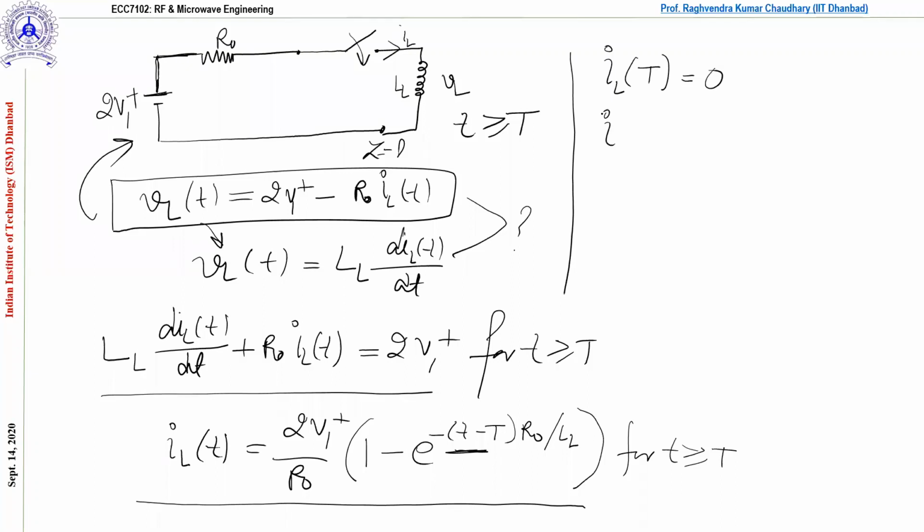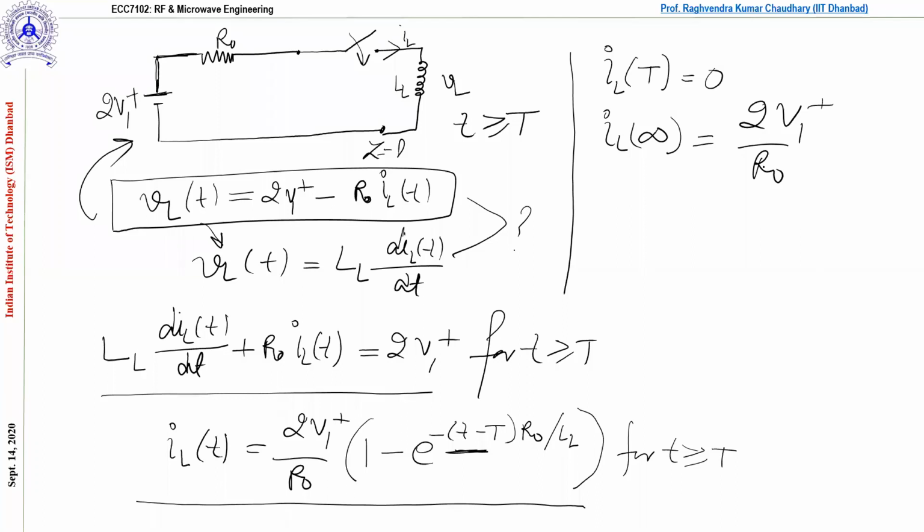In a similar way, consider IL at infinite time. What will happen? e to the power minus infinity goes to 0, so we ignore this term, and the final value will be 2V1 plus over R naught. And this is what we can actually expect from this trivial circuit. We have already done the parallel things in a circuit theory course. So yes, definitely one can use the solution.